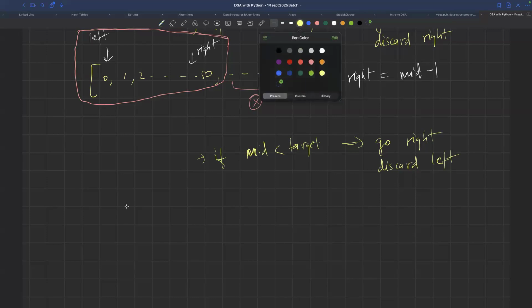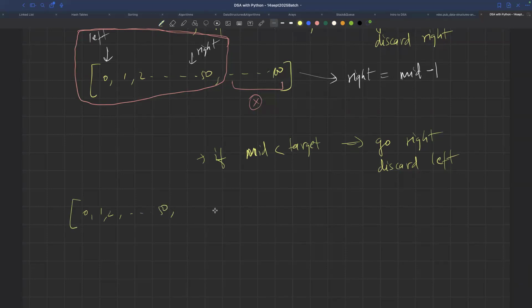Guys, are you following? Or should I repeat from the beginning? 0, 1, 2, up till 50, up till 98, 99, 100. In the beginning, you had left here and right here. Now, when you went to mid, this mid is less, so you have to move towards the right. I will take this left pointer and put it after mid, here. So in this case, my left will be mid plus 1. Did you guys understand?